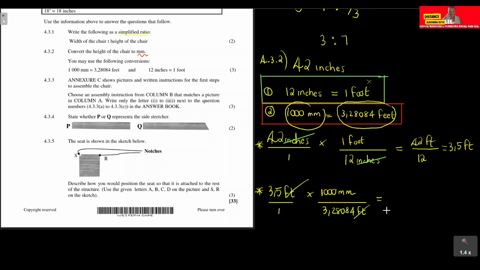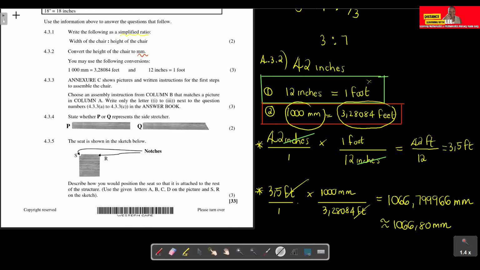So what is our answer? 3.5 multiplied by 1,000 millimeters divided by 3.28084 basically gives us an answer of 1,066.7999 millimeters. If you had to round this off to two decimal places, that is approximately equal to 1,066.80 millimeters. So therefore, that is the height of our chair in millimeters.